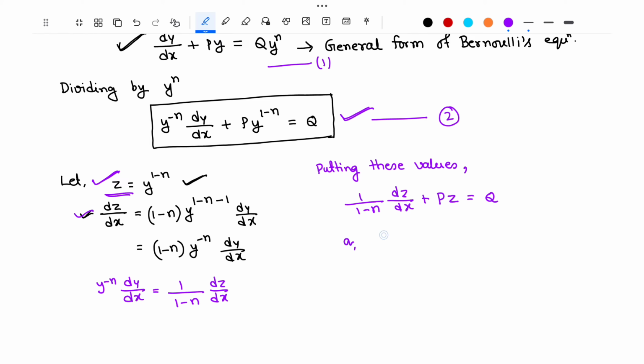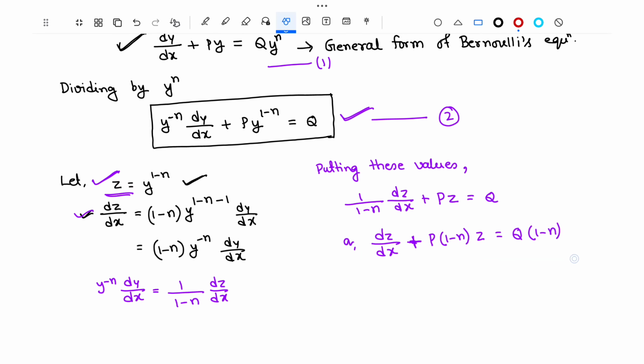Or you can simplify, dz dx plus p into 1 minus n into z, this is equals to q into 1 minus n. Now tell me, is this equation linear equation?